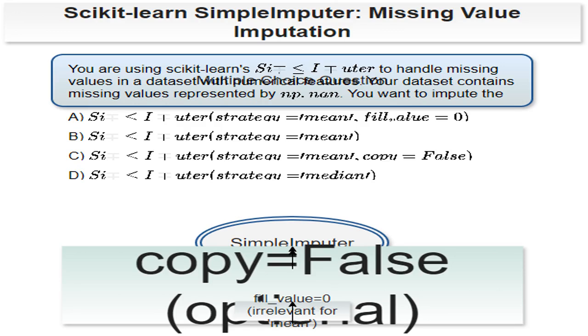I want to address this parameter, which is completely unnecessary when using the mean strategy. The fill_value parameter only matters when using the constant strategy. Because that's when you specify a single value to fill every missing entry with. It's not needed for mean calculations.